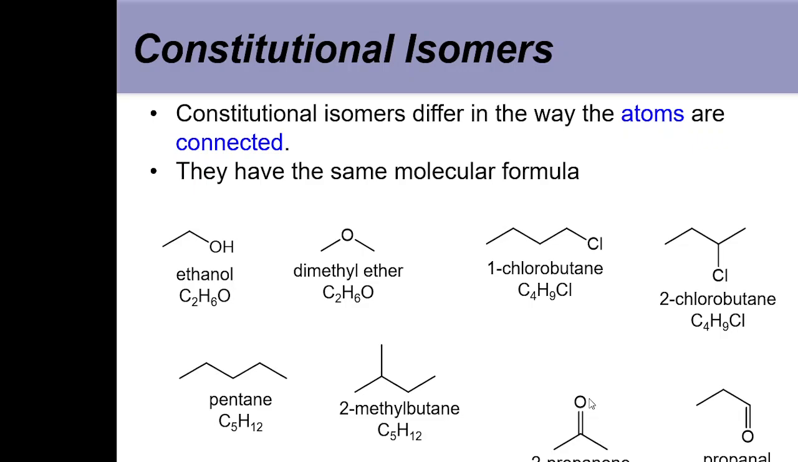Even with more complicated functional groups, you can have constitutional isomers, like 2-propanone with a carbon-oxygen double bond on the middle carbon, or you can have a carbon-oxygen double bond, a carbonyl group, on the terminal carbon.